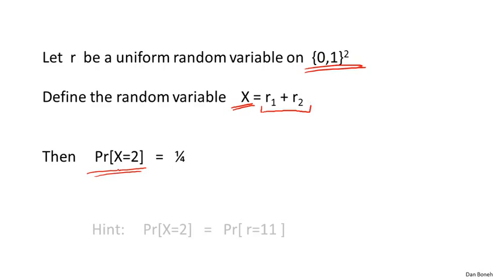It's not difficult to see that the answer is exactly 1/4, because basically the only way that X is equal to 2 is if R happens to be 11, but the probability that R is equal to 11 is basically 1/4, because R is uniform over the set of all 2-bit strings.